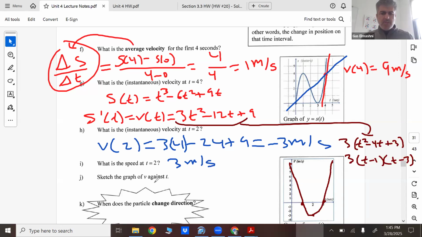Okay. So the sketch, obviously I've done. Where does it change direction? What do you think? T equals what? Because remember, if velocity is positive, you're going one way. If it's negative, you turn around 180.